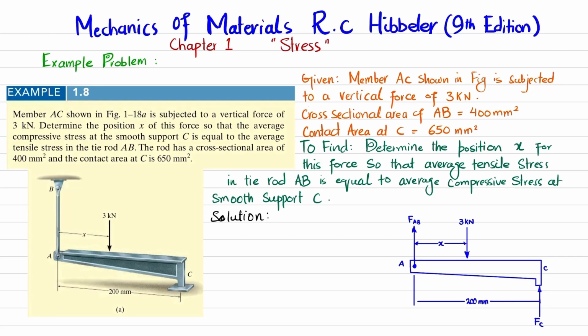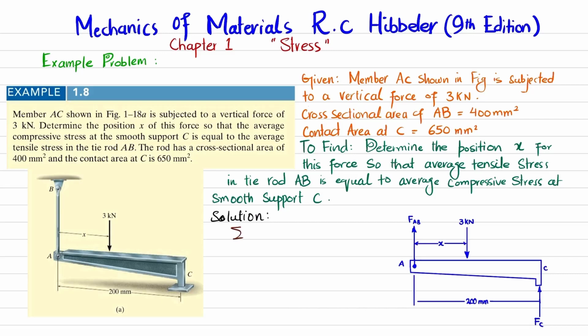So the first step is that we will remove this tie rod and the reaction force at C, and we will draw the free body diagram I have shown over here. You can see that it is given that tie rod AB is in tension. Clear. As a result, this tie rod will exert a vertical force upward on this member AC. So I have represented this as FAB, and point C is in compression. So as a result, this support will apply a vertical force FC on this member, which is already shown here. So here three values are unknown: FAB, FC, and X.